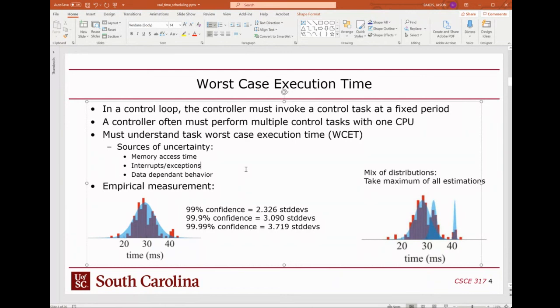Another point here, though, that I want to make is that, assuming you're treating the task as kind of a black box, you don't necessarily know that it's a Gaussian distribution of execution times.